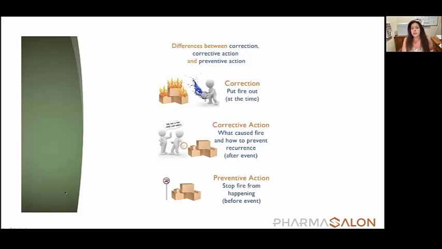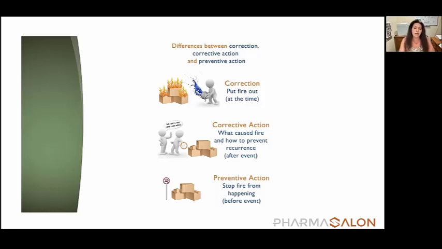So here's a little illustration on how to differentiate between a corrective action and a preventative action. Fire breaks out, and your correction is the immediate response. There's a problem, what are we going to do? We're not going to hesitate, we're putting out that fire. Corrective action is after your investigation: what caused the fire, and how to prevent its reoccurrence. Something happened, we corrected it, and we're going to prevent its occurrence. So it's already happened, and we're focusing on that.